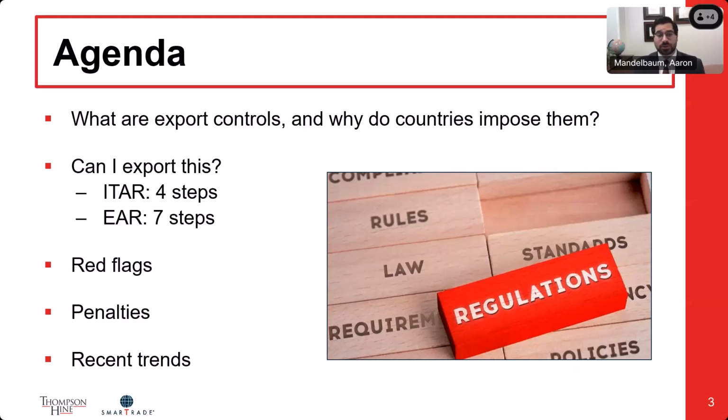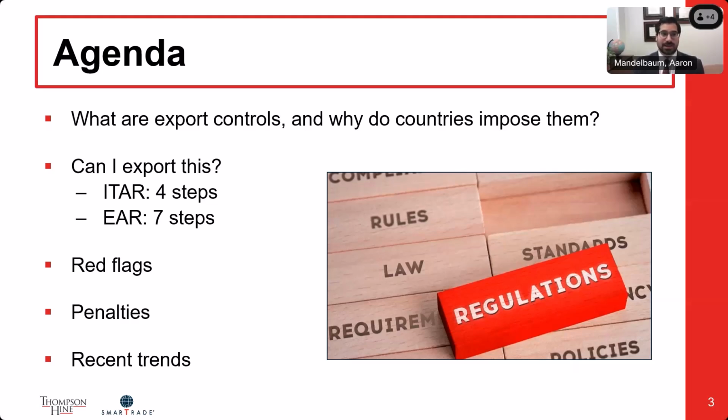And then finally, we'll conclude with recent trends, which I think is really important, because in addition to providing you with some fluency in the basics of US export controls, by highlighting a few recent trends, you can see what's currently driving the conversation among practitioners today.